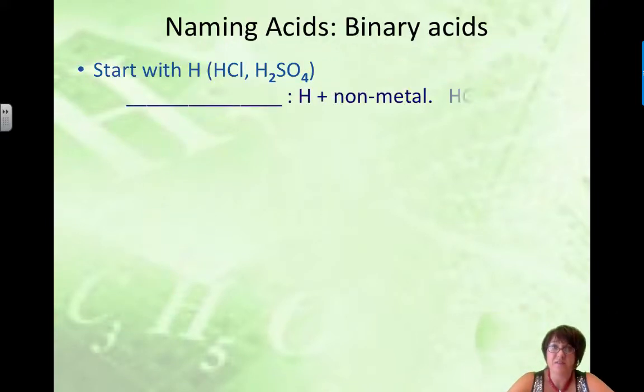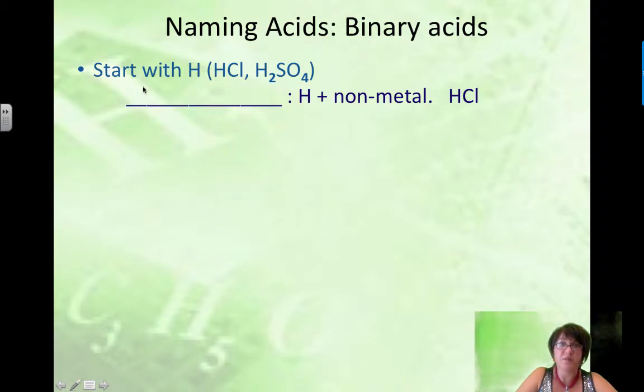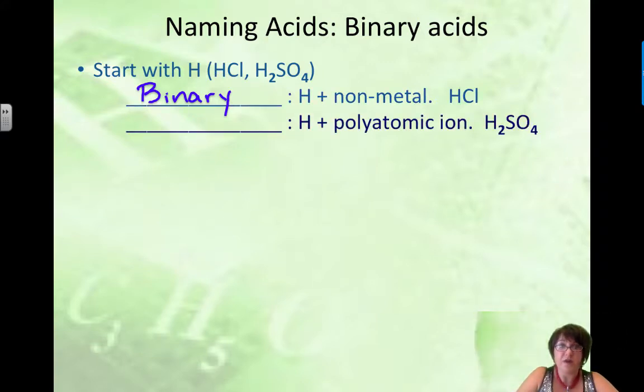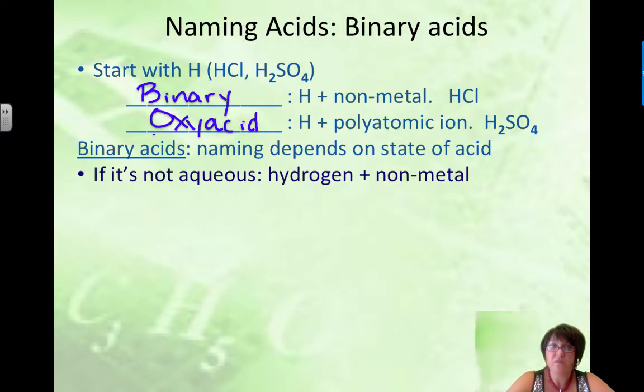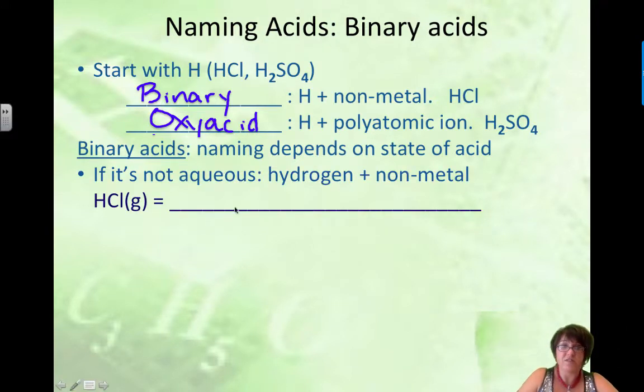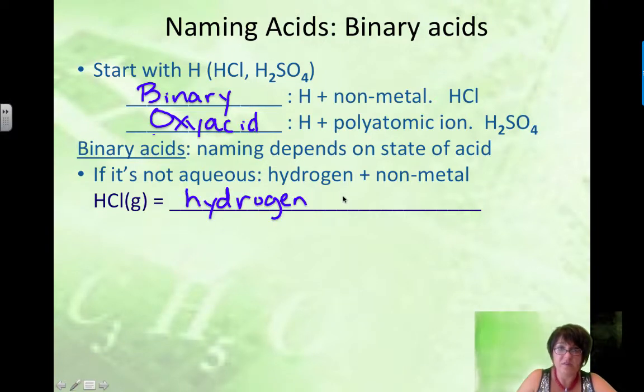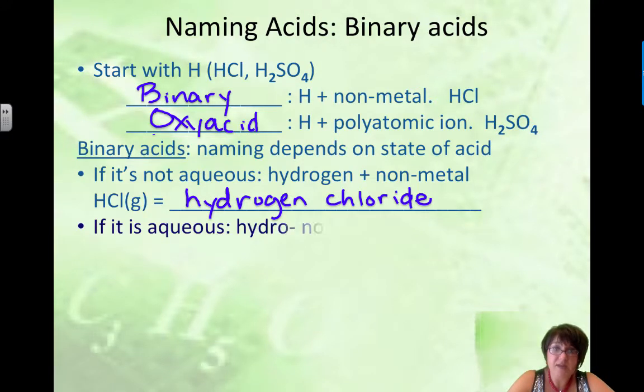Now let's look at naming acids. This can be one of the most challenging parts. If you have a binary acid, that simply means you have hydrogen with some other nonmetal like chlorine. But if you have an oxyacid, that means there's oxygen in that acid, so a polyatomic ion is stuck to your hydrogen. Binary acids will depend on the state of the acid. If it's not aqueous, we just name it hydrogen and its nonmetal. So here we call this hydrogen chloride when it's in its gas phase. Until it bubbles through water, it's technically not an acid.